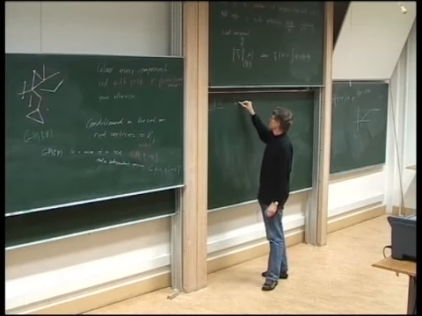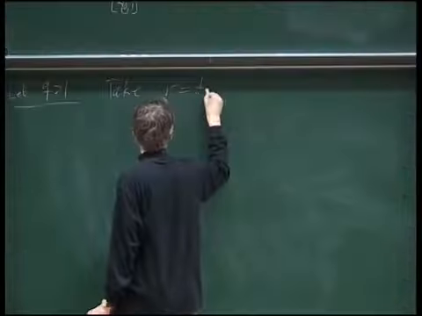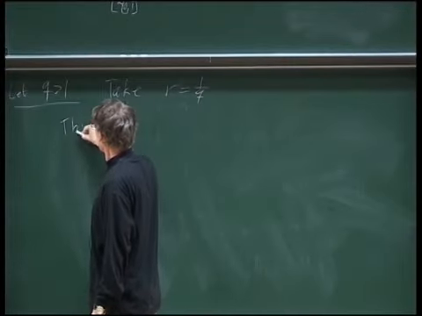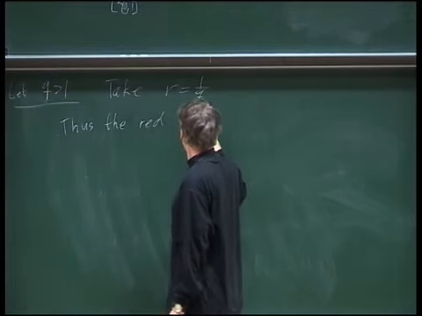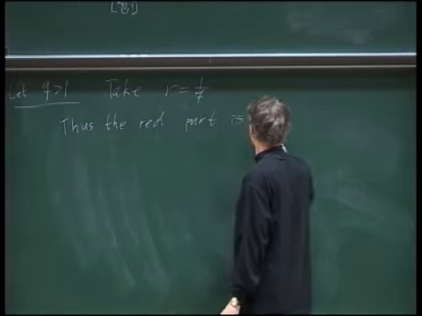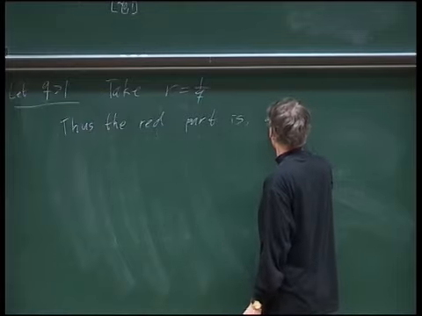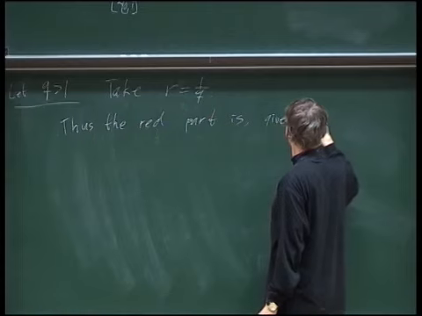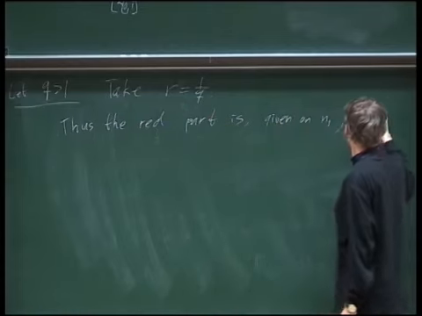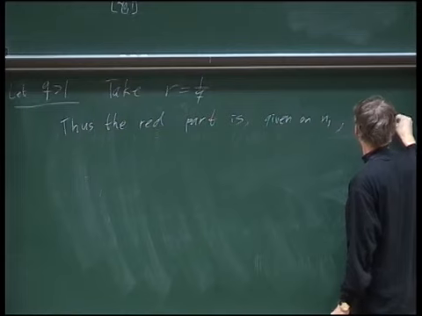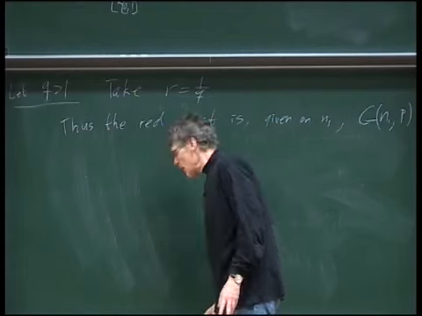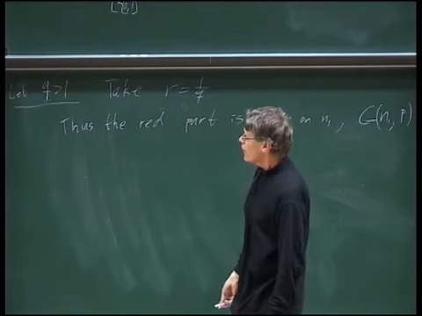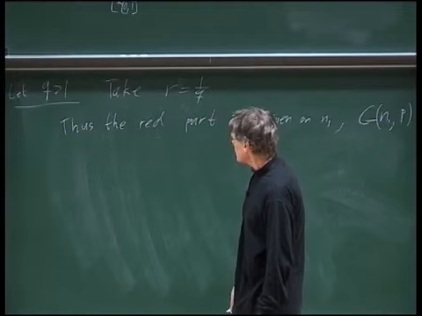But let's now look at a physically more interesting case when q is greater than 1, and take r as 1 over q. Thus the red part, conditioned on n1, is just G(n1, p).